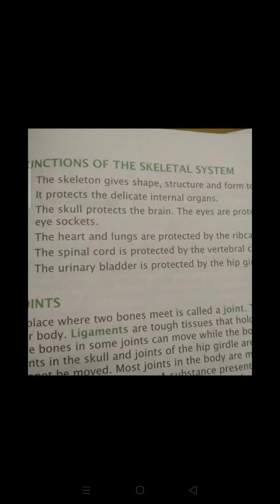The eyes are protected in the bony eye sockets. The heart and lungs are protected by the rib cage. The spinal cord is protected by the vertebral column. The urinary bladder is protected by the hip girdle.